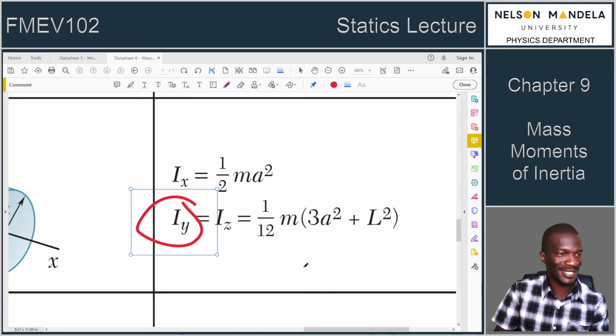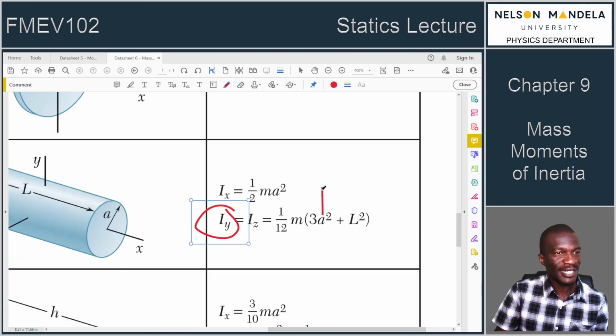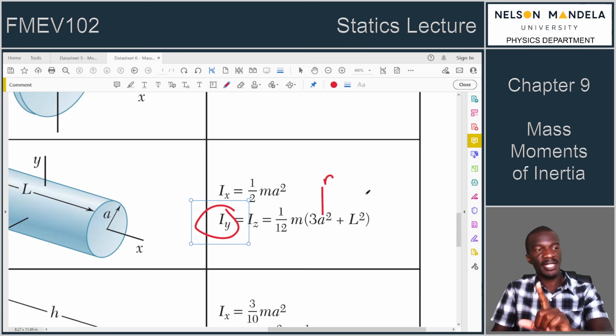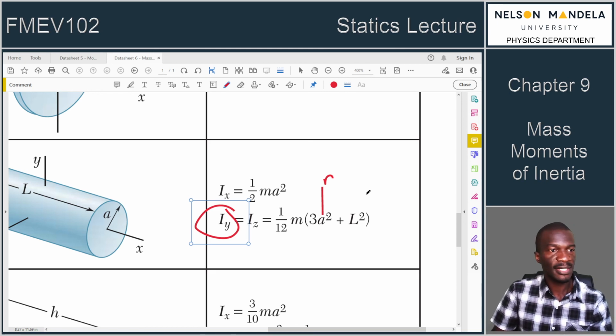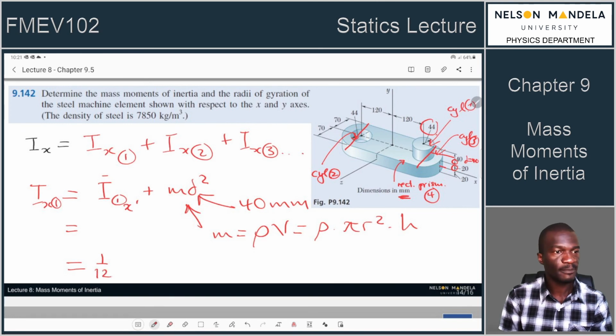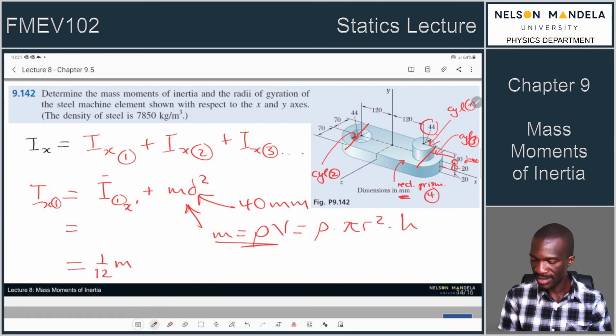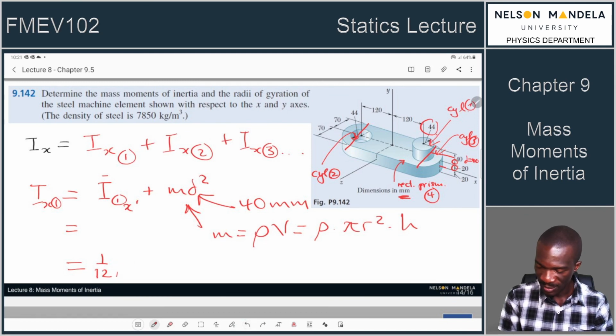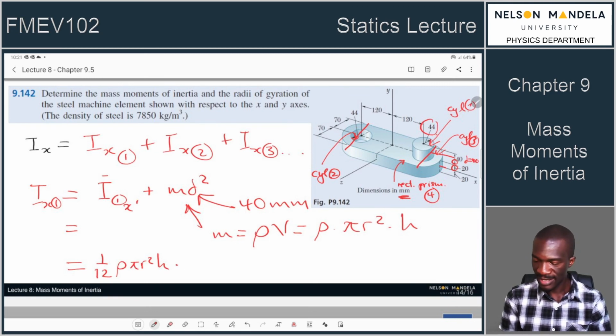Right, so we need to interpret this now. What is a? A is the radius. What is L? L is the length, right? So let's not forget that a is the radius of this cylinder. Let's now write that term in our equation. We know that for the centroidal, we are going to add Md squared. So let's write it here. We have the centroidal one twelfth of the mass. We know we can calculate the mass, so actually let me write it as rho pi r squared h, multiplied by, right, r squared h, let's be careful.